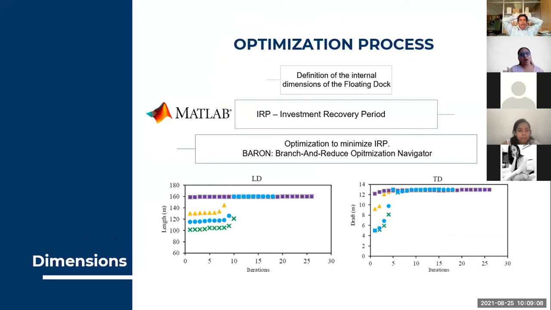And this is how we get the dimensions. To get the main dimensions of the dry dock, we employed an optimization process. To do this, we defined the variables, the dimensions of the floating dock that we want to obtain, and the function that we want to optimize, that was investment recovery period. For this calculation, we employed the software MATLAB with a subroutine called BARON, that is Branch And Reduce Optimization Navigator. In the box below, you can see the convergence: there is no problem where you start, you are going to converge in the same point.